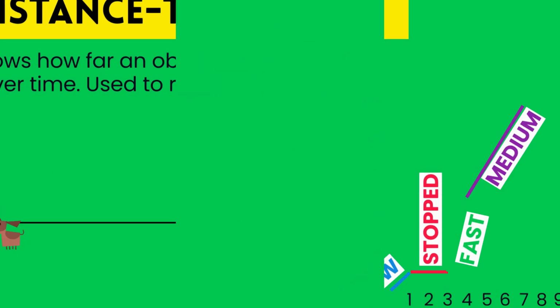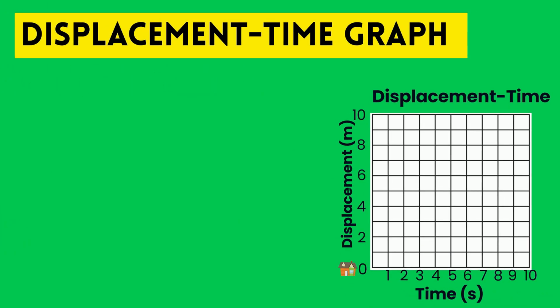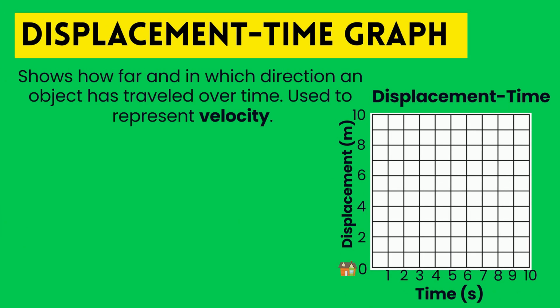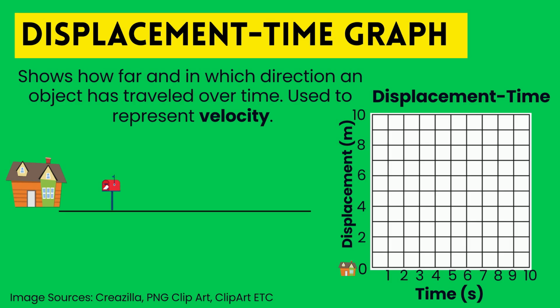A more detailed graph is a displacement time graph. It includes the distance and direction of an object's motion over time. Displacement time graphs represent velocity. Let's consider the dog again. He walks 1 meter in 1 second, then stops for 2 seconds to smell a mailbox. Then he runs the remaining 4 meters in 1 second. Finally, he returns home by jogging 5 meters in 3 seconds.